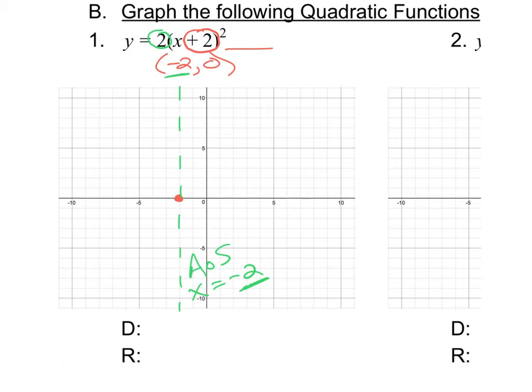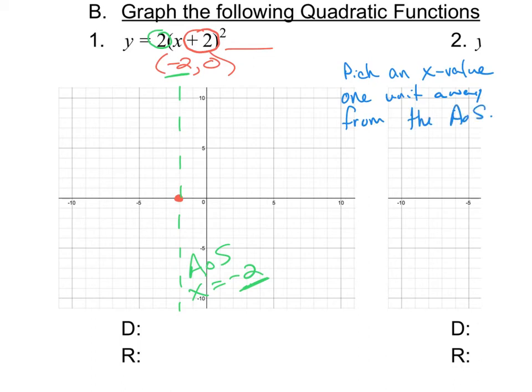Okay, to get a second point, we actually have to do a little bit of work. So what we're going to do is we're going to pick an x value 1 unit away. So this is a note you would want to write. Pick an x value 1 unit away from the axis of symmetry. So in this case, the axis of symmetry is -2. So pick a number 1 unit away. So either go 1 to the right or 1 to the left. I'm going to go to x equals -1. And I'm going to plug that into the original equation for x.